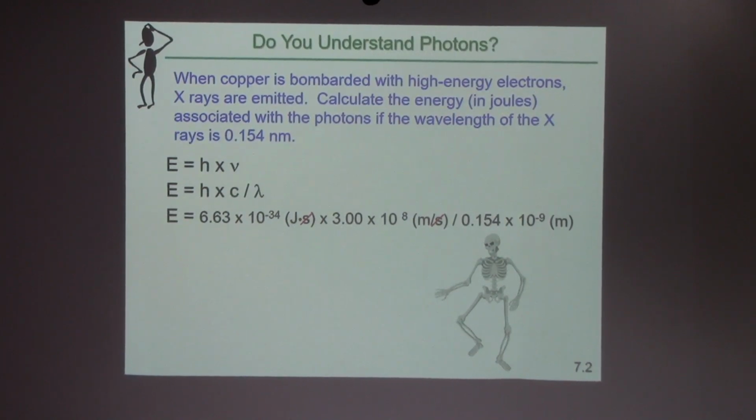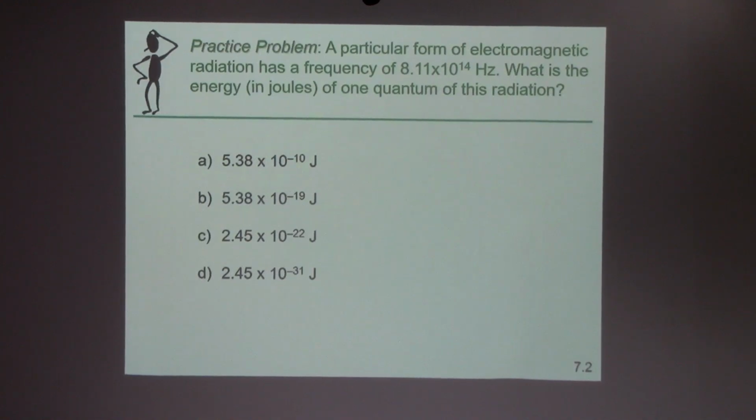Practice problem: a particular form of electromagnetic radiation has a frequency of 8.11 times 10 to the 14 hertz. What is the energy in joules of one quantum of this radiation? Try working this problem. Answer B. E equals h times nu.